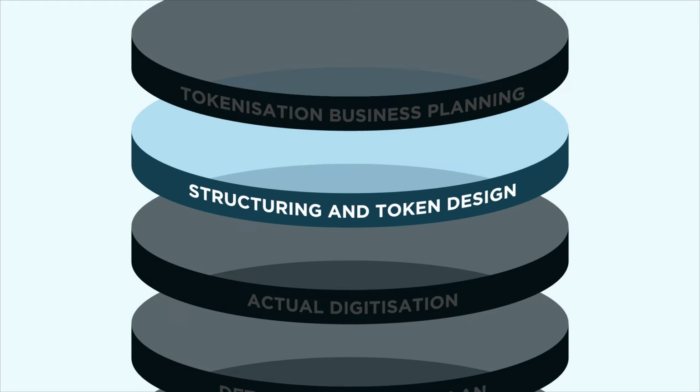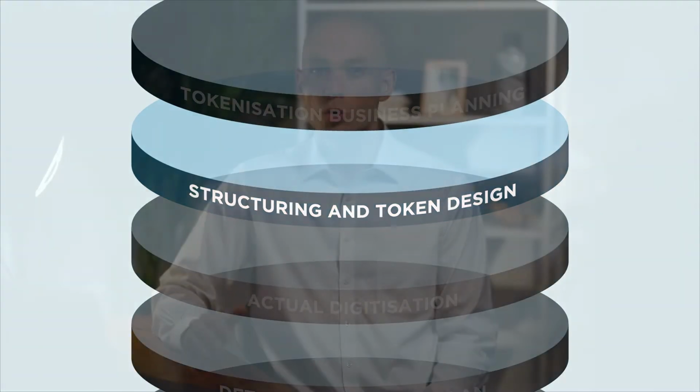The second stage is structuring and token design. This will be familiar to those of you that have IPO experience in traditional financial markets, in that you need to start putting together the legal structuring details of the offering. For example, what legal entity is issuing the token? What rights do token holders have? What is the overall economic design for the token? What legal documents need to be prepared? And which partners need to be engaged?